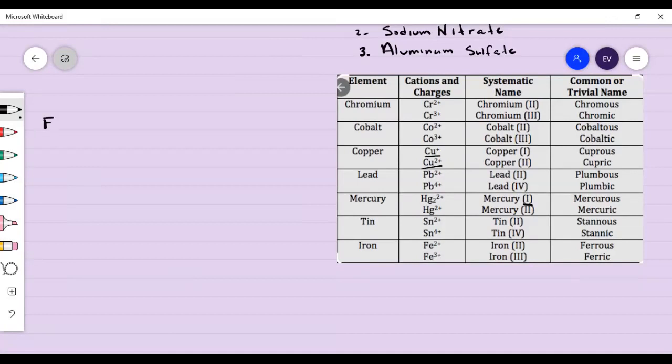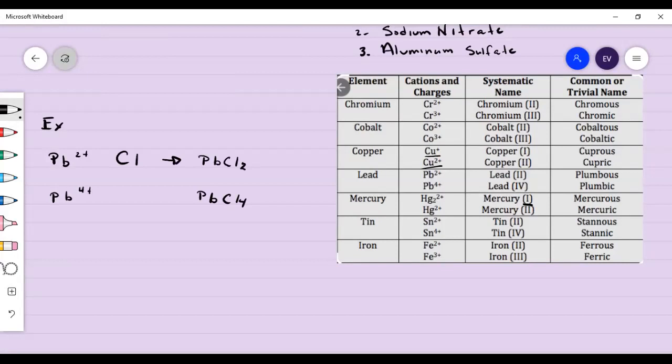So let's do an example. Let's say I'm going to do lead, right? Lead can either form a 2+ or lead can form a 4+. Right? These are the 2 charges or oxidation states that lead can form. So let's bond it to chlorine, right? So if I bond this to chlorine, this is what the compound looks like. Okay, it's going to have 2 different compounds.